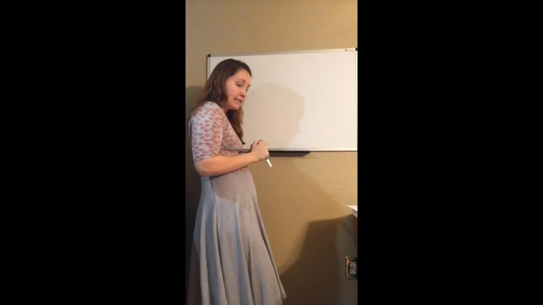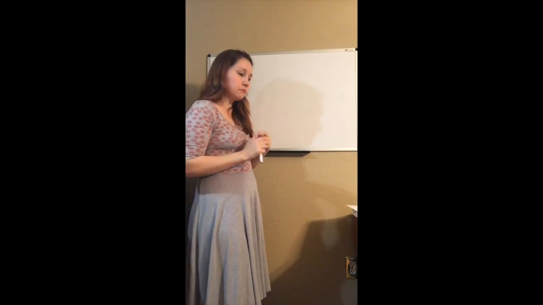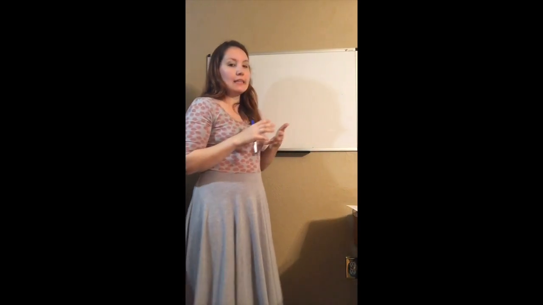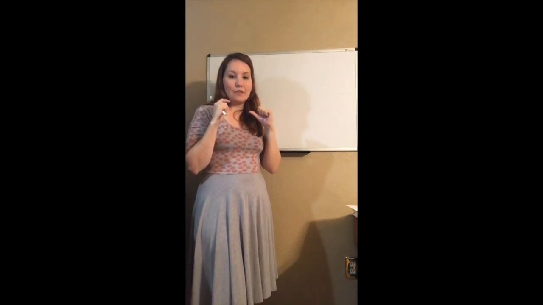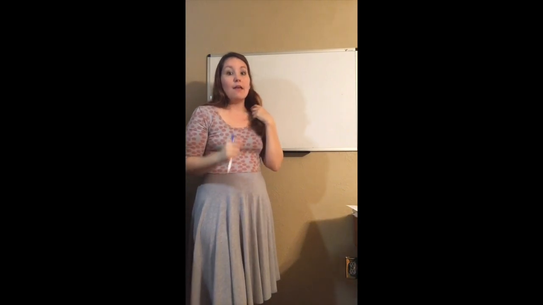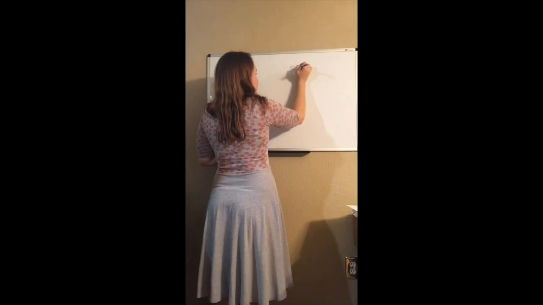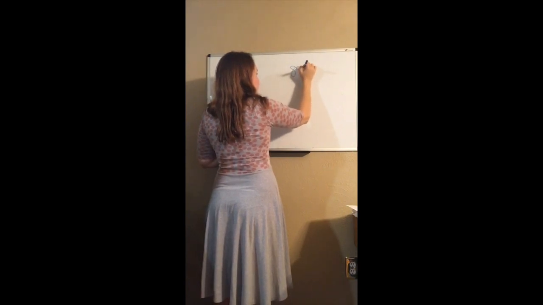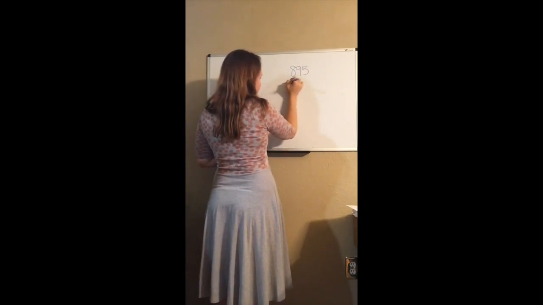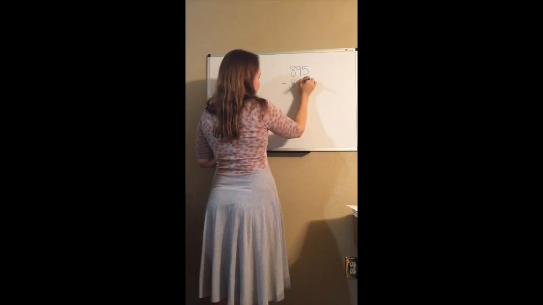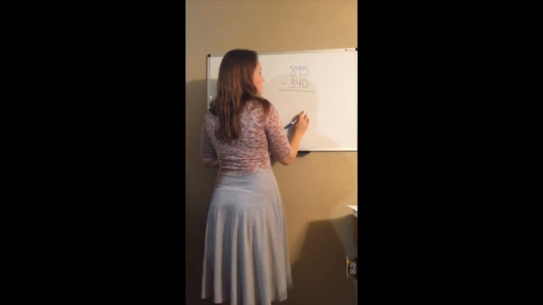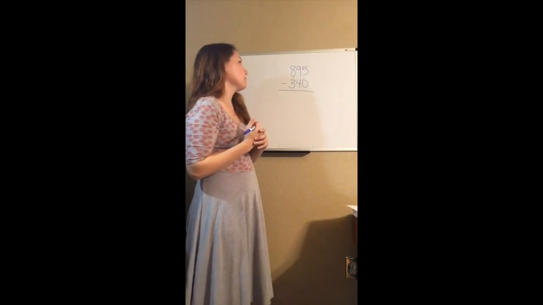So with subtraction, let's look at our first one. 895 minus 340. Our first step says to line them up with the same place value with the number listed first on top. That's important. So if I have 895 minus 340.